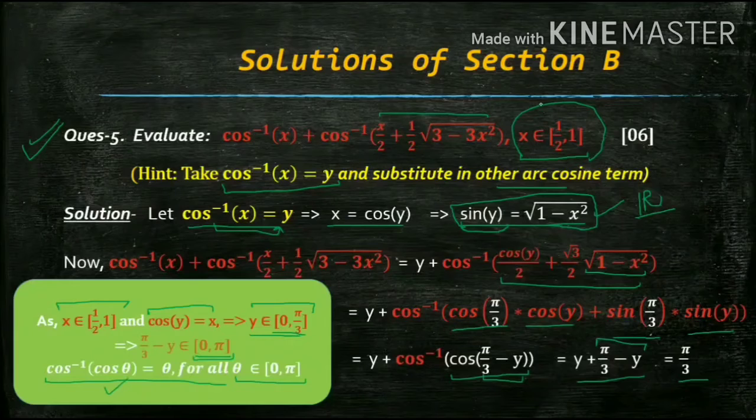Now suppose this was not given to you, that x belongs to closed interval half comma 1, then you'll leave your answer up till here only. Because you don't know whether this is equal to this or not. Because pi by 3 minus y, in that case, can either belong to this or cannot. Right? So then you will write by yourself that if y belongs to this interval, then we can write it like pi by 3. Okay.